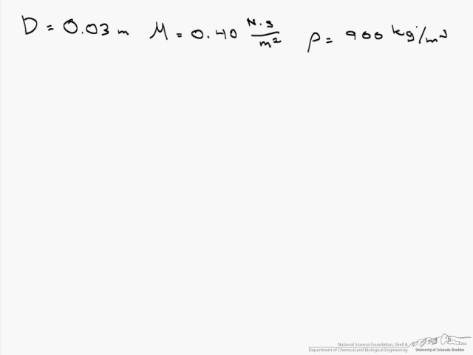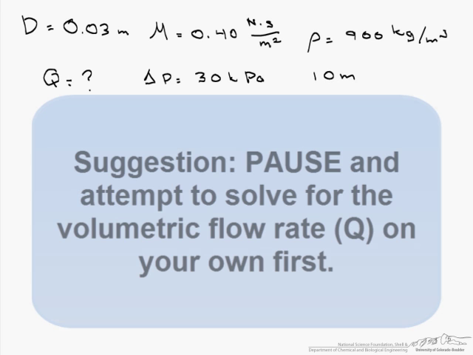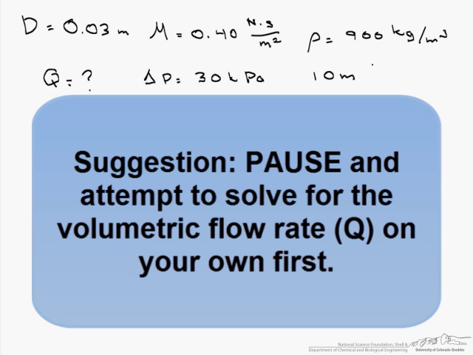And what we're looking for is what is the volumetric flow rate if you have a pressure drop of 30 kilopascals in a 10-meter section of pipe.